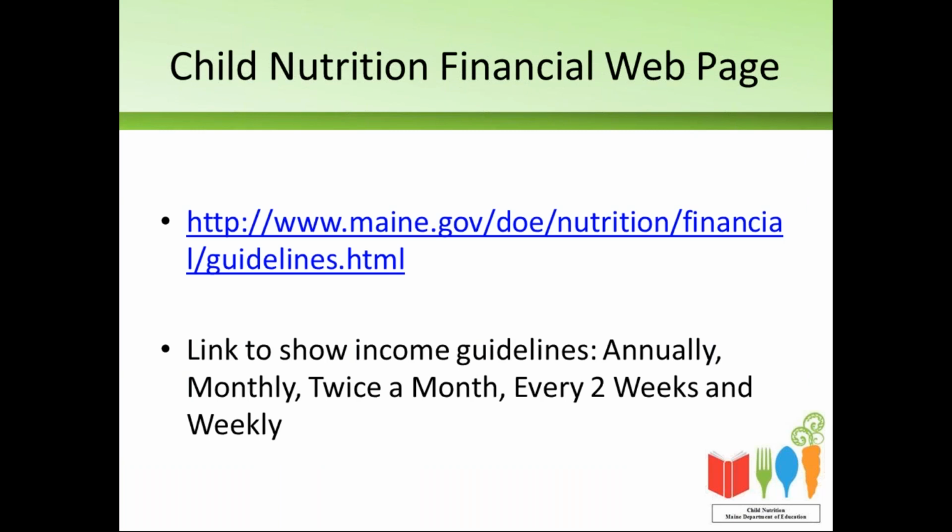There's a link that, as it says here, will show annual, monthly, twice a month, every 2 weeks, and weekly. Good document to have. It can make your life easier if you have other levels of income. Even if you have one level of income and it says twice a month, use the income guidelines. Do not multiply it by 2 and compare that to the monthly. You must use the twice-a-month guideline.